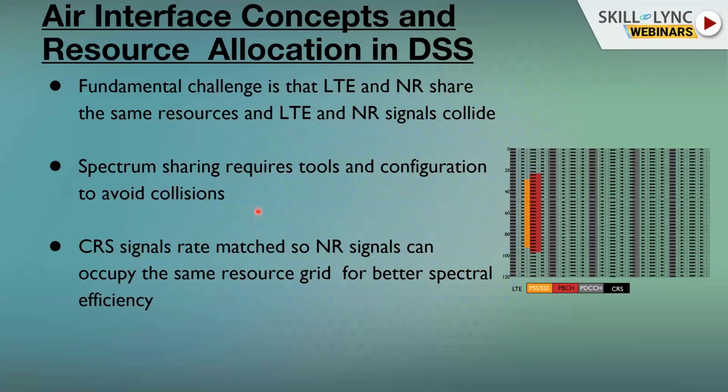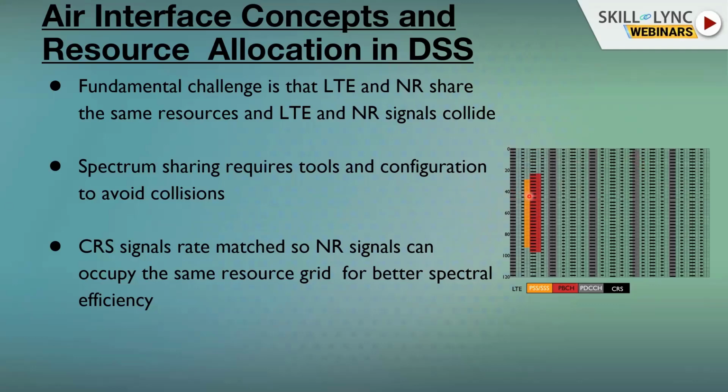Spectrum sharing requires tools and configuration to avoid collisions, and also common cell-specific reference signals rate matched, so NR signals can occupy the same resource grid for better spectrum efficiency. So it's this rate matching that's allowing LTE and NR signals to be used on the same physical resource grid, because this resource grid is nothing but it's carrying what we call PRBs. These are your physical resource blocks, for OFDM with some sort of subcarrier spacing. And ultimately, these resource blocks are your radio resources, right?